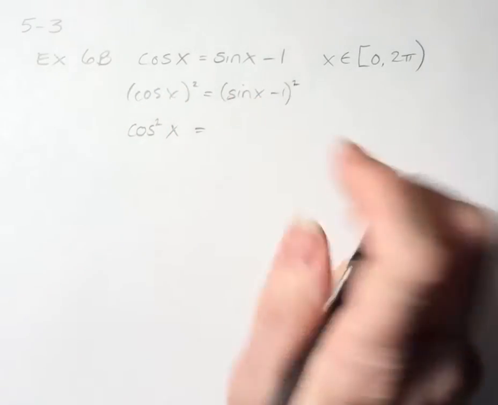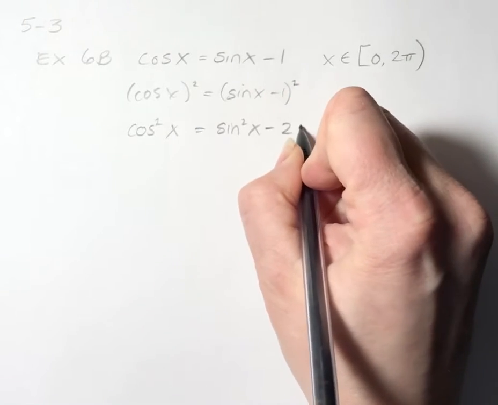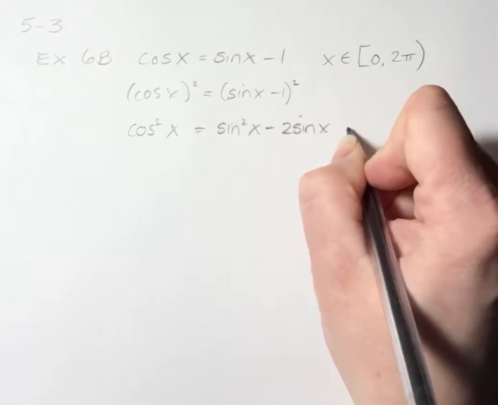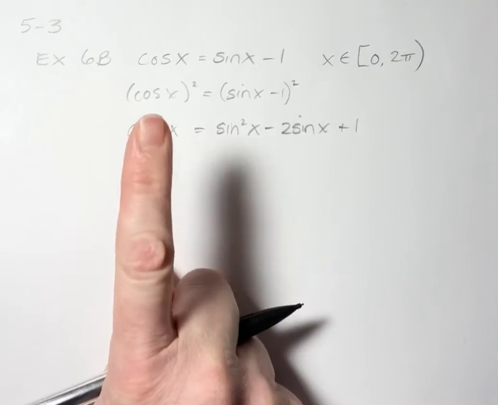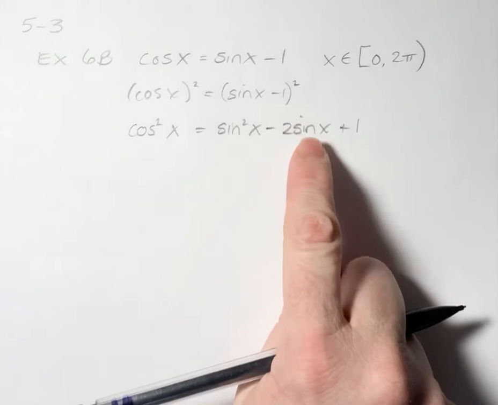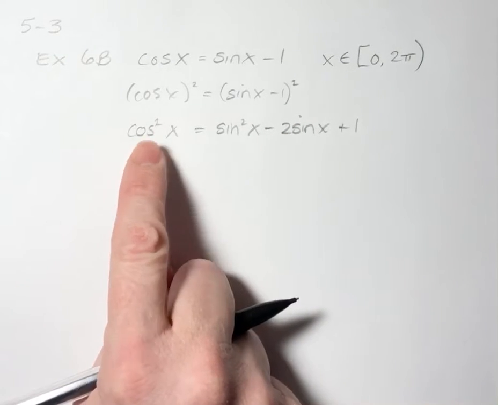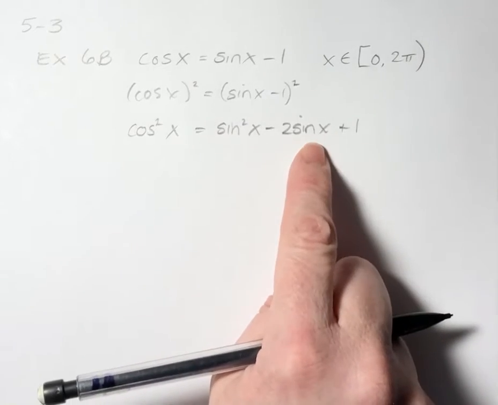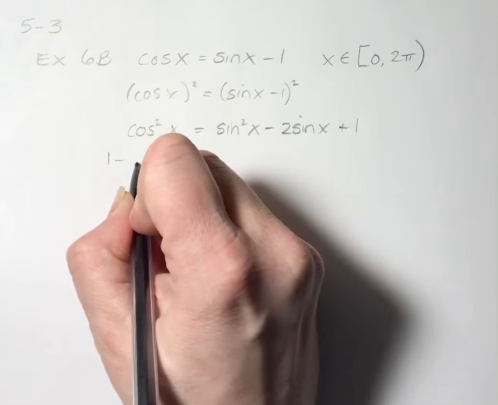This side I have to FOIL, and I'm going to have sine squared x minus 2 sine of x plus 1. Again, I could change either of these, but I want to change this one because I have plain old sine to the first power. And so if I changed this one, then I'd still have this that I'd have to deal with. So I'm going to take this one and change it to 1 minus sine squared.